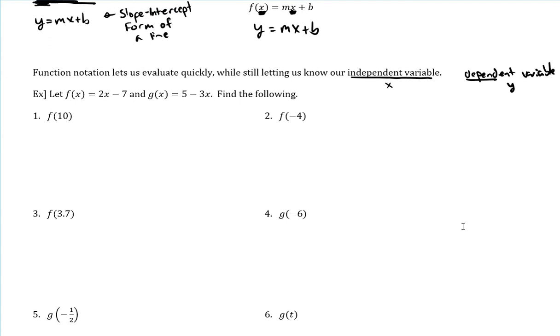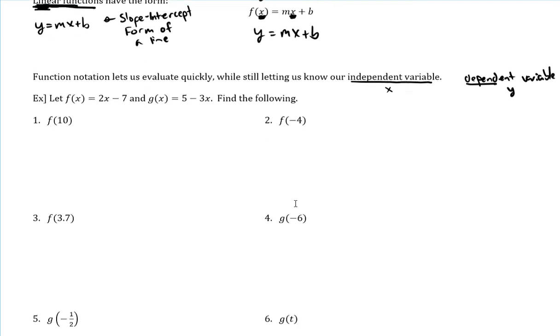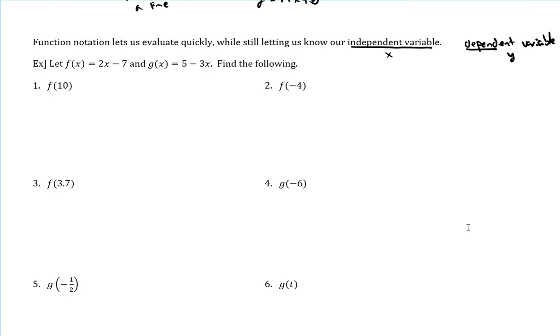Well anyway, let's see how we can do these types of problems where we are just going to evaluate. So let f of x equal 2x minus 7 and g of x equal 5 minus 3x. So it doesn't always have to be f, it could be g. They could use whatever letters they want to. It still breaks down the same way no matter what.